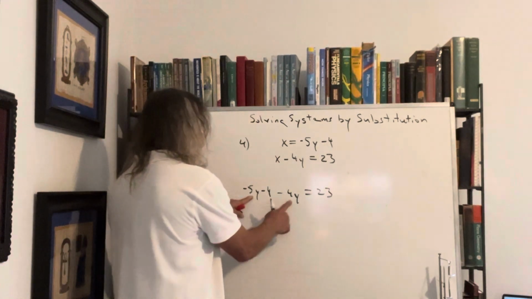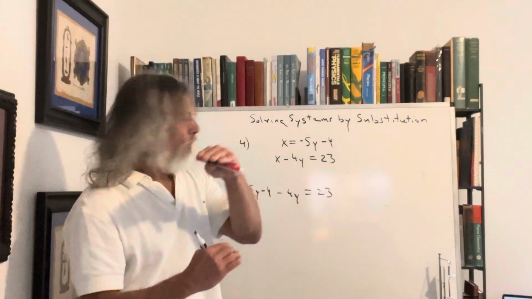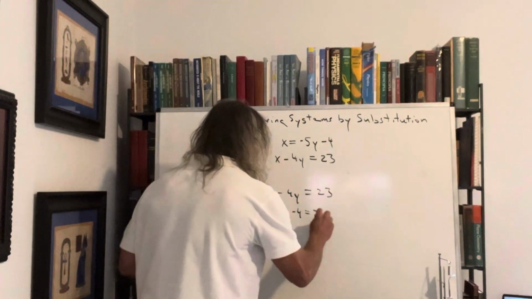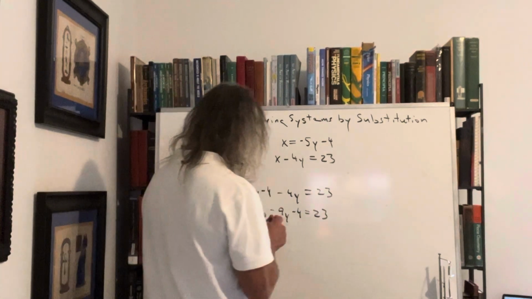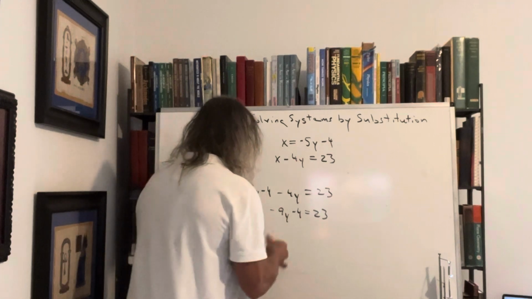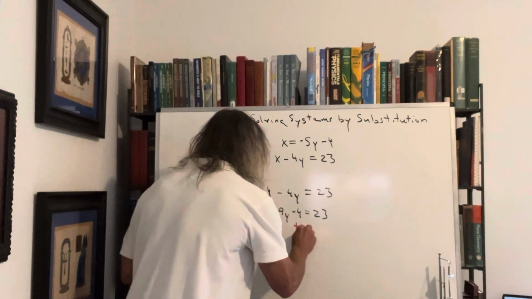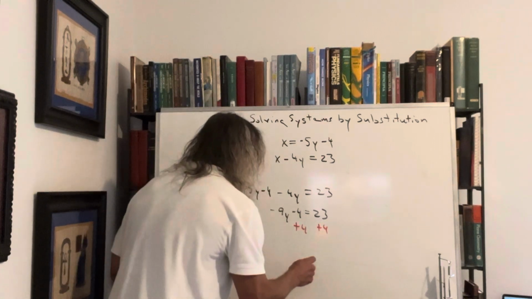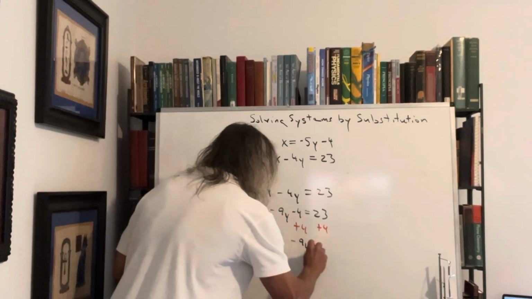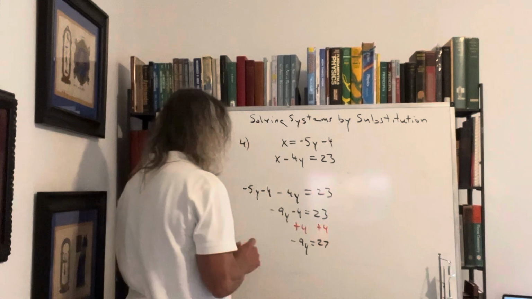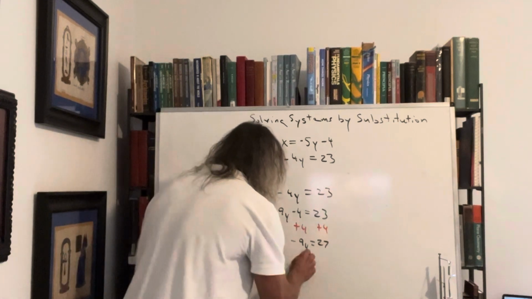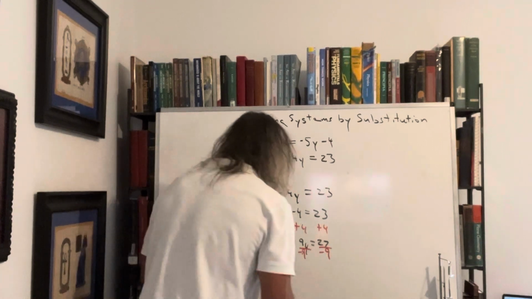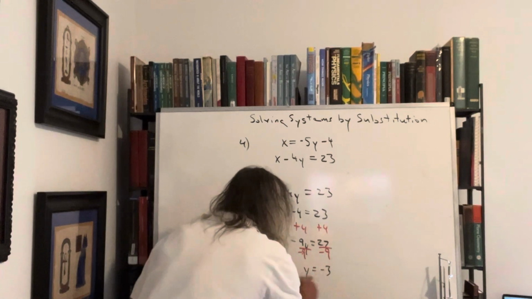Negative 5 of something minus 4. If the temperature is negative 5 and it goes down 4, decrease by 4, negative 9. Then add 4. Then 23 and 4 is 27. Divided by negative 9. Y is negative 3. Bam.